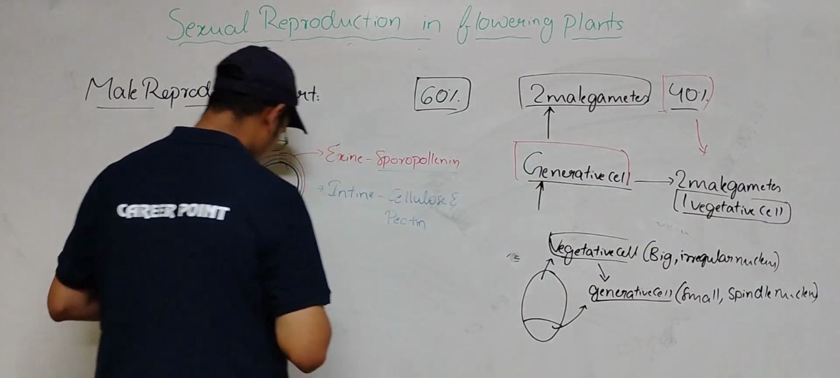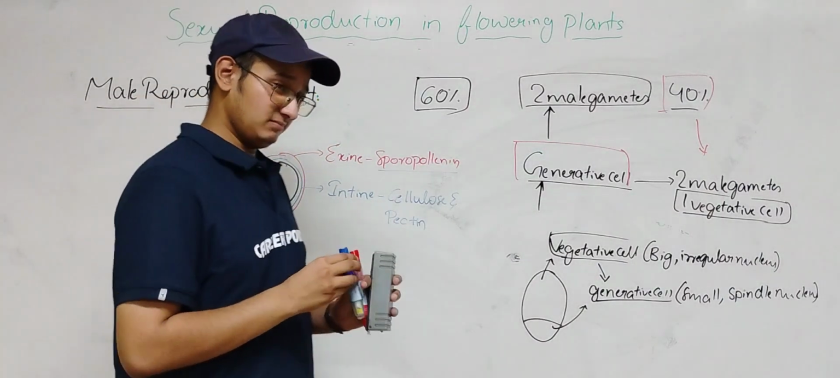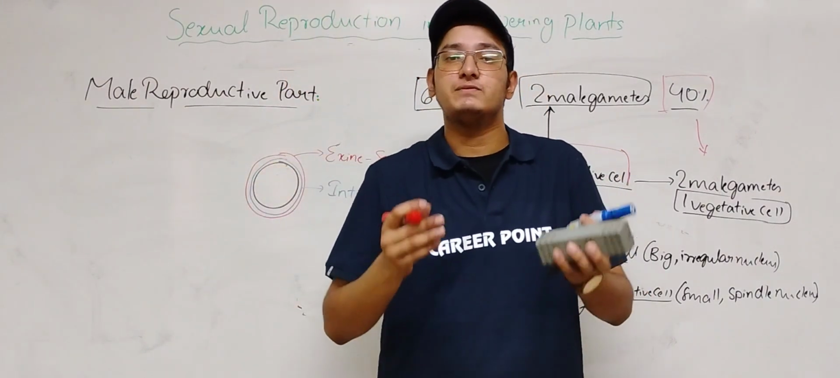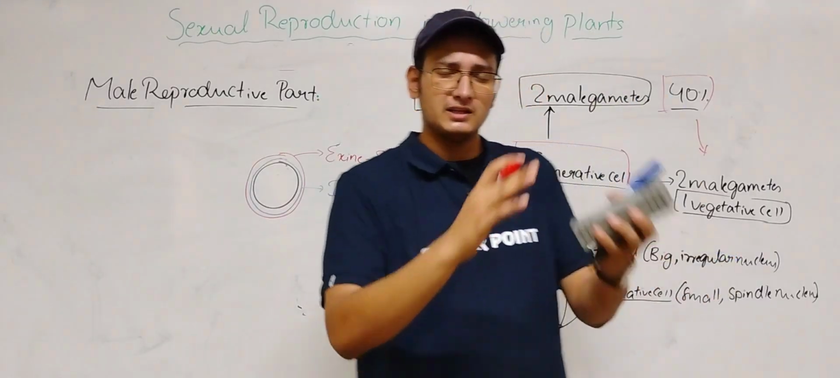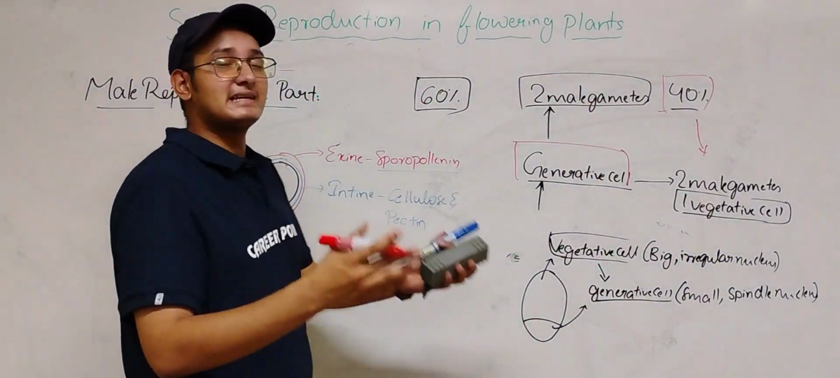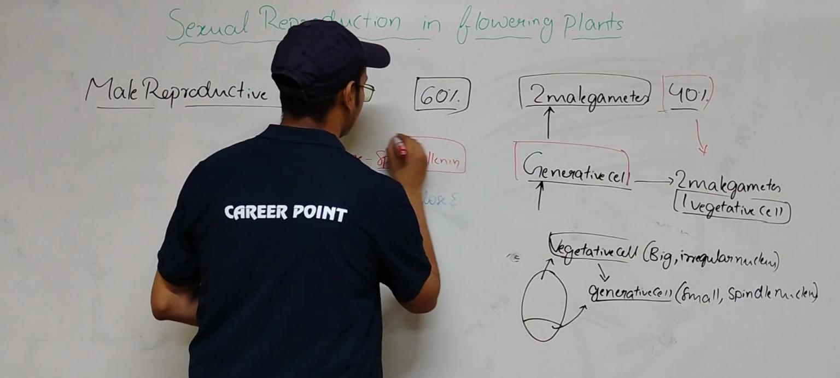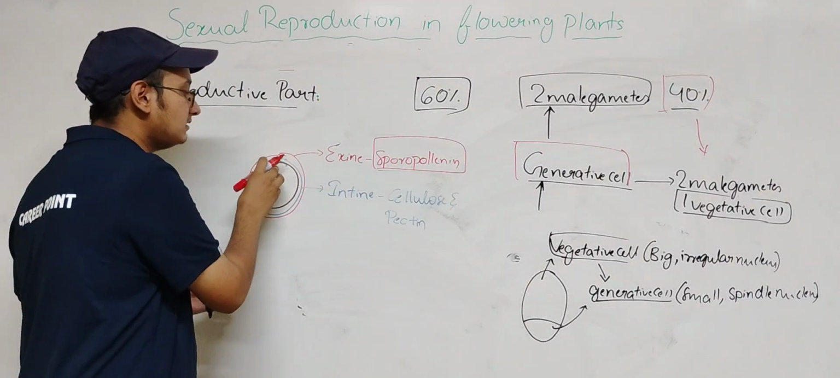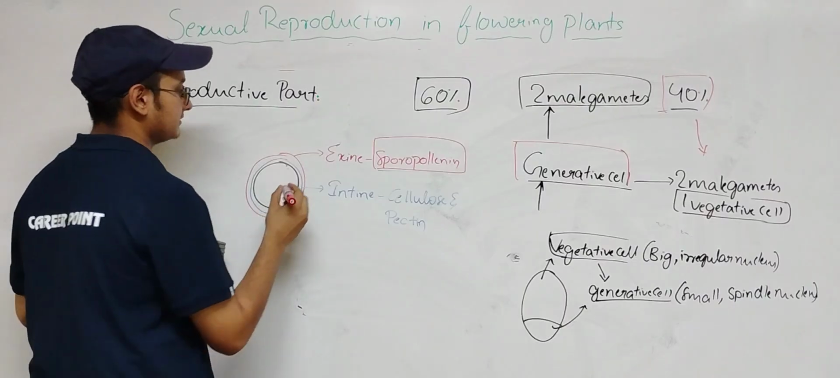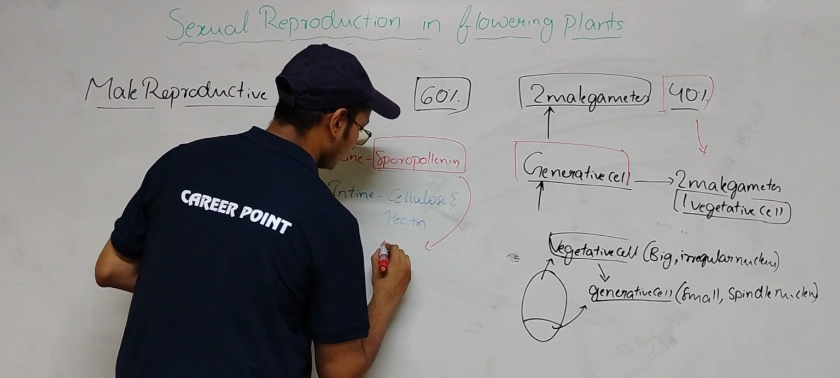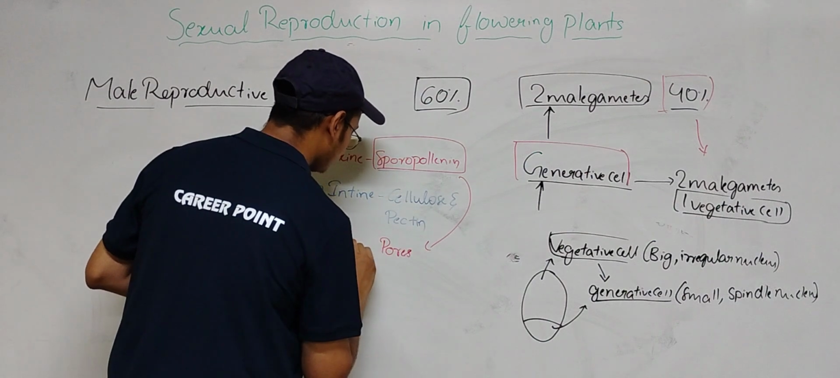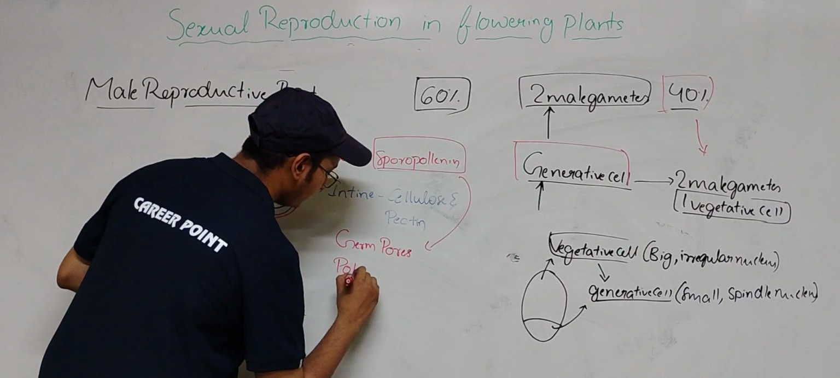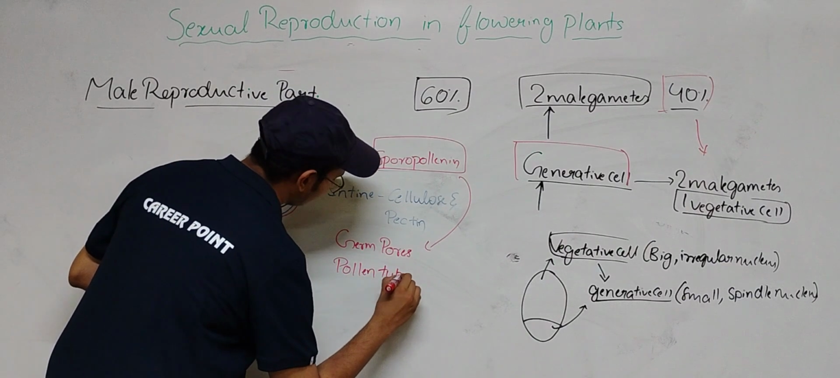This sporopollenin is one of the most important chemicals, which cannot be degraded by any kind of enzyme or chemical. There is no chemical or enzyme that can degrade this sporopollenin. So how can the content present inside the pollen grain come out? There are some pores in the sporopollenin. These are known as germ pores. These germ pores are helpful in producing the pollen tube and also nourishment.